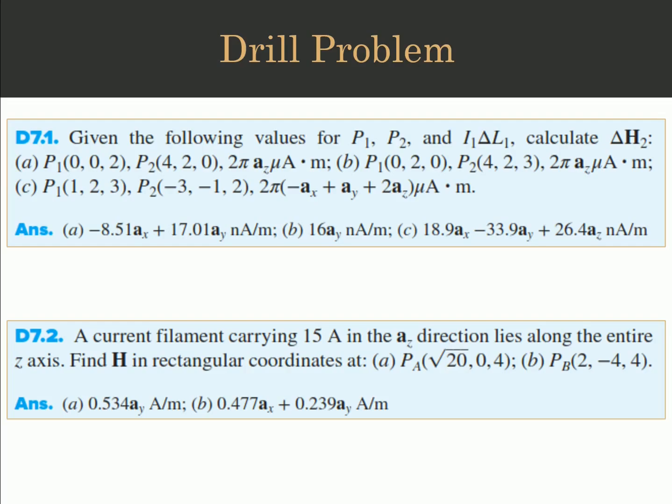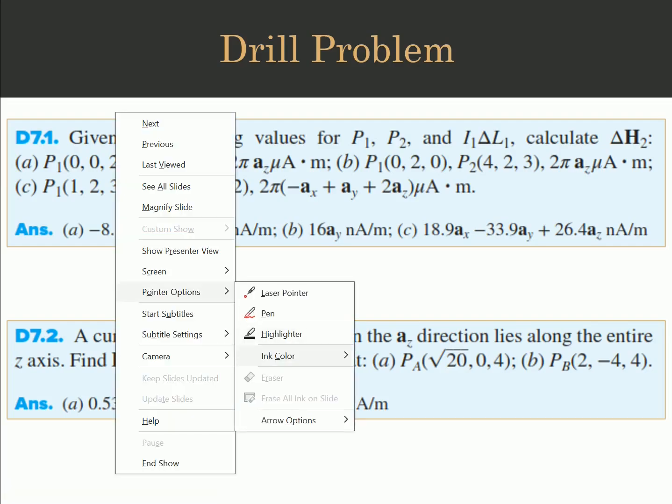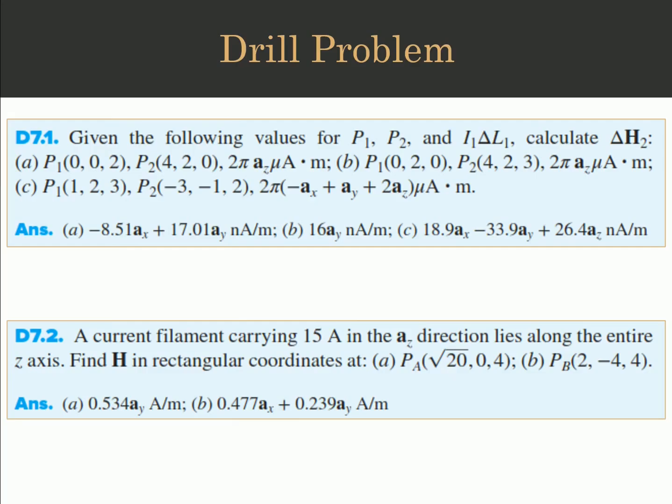Moving on, let us look at a few more examples and see how we can find the magnetic field. In the first problem, we are given the values of P1, P2 and the differential current element, and we need to find the magnetic field intensity for parts A, B and C. We have already seen a similar example in the beginning of this lecture that corresponds to parts A and B. Let's focus on the third part, because now the value has 3 coordinates. So, the solution to drill problem 7.1.